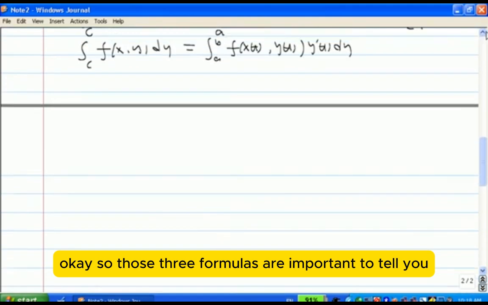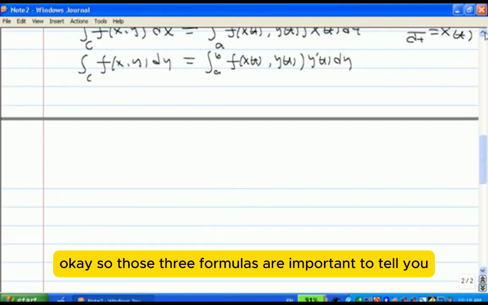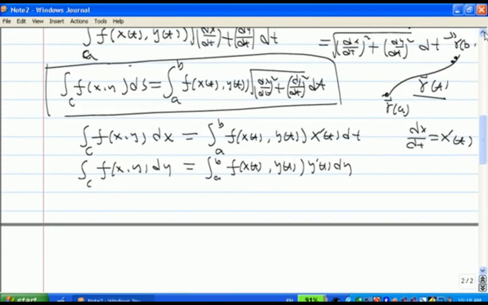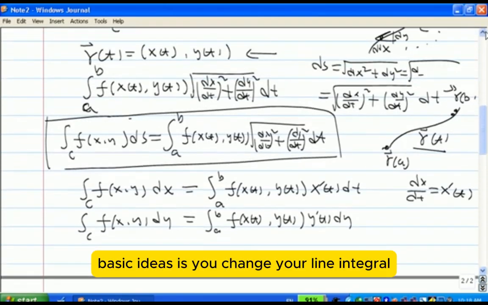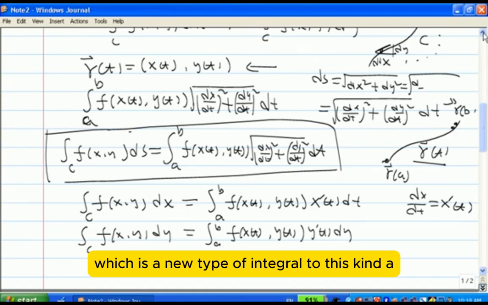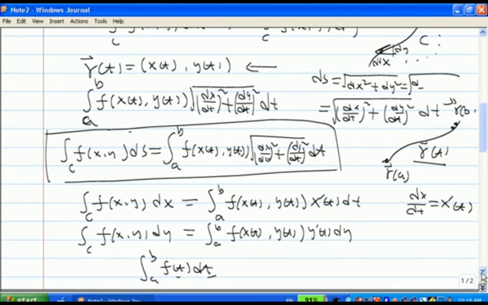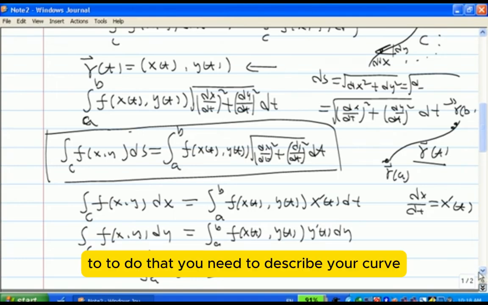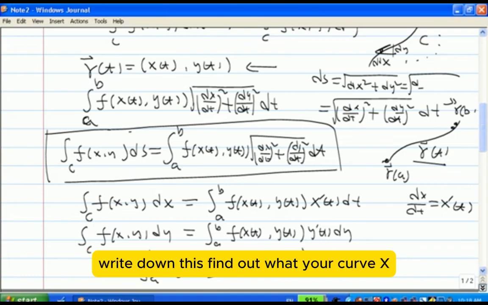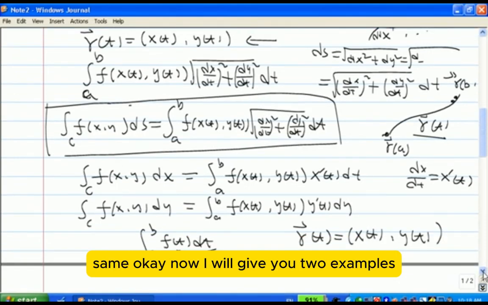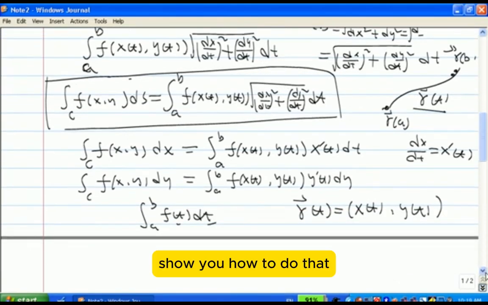Okay, so those three formulas are important. They tell you how to find the line integral. The basic idea is you change your line integral, which is a new type of integral, to this kind, integral from a to b of f(t) dt, which only depends on one variable. To do that, you need to describe your curve. Write down x(t), y(t). Three-dimensional, same thing. Now, I will give you two examples to show you how to do that.